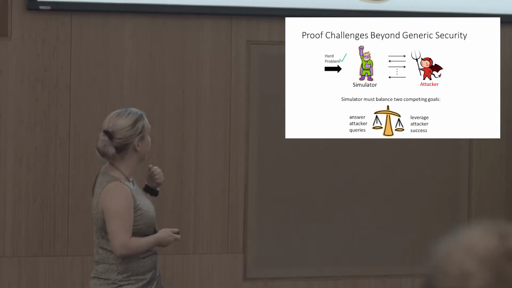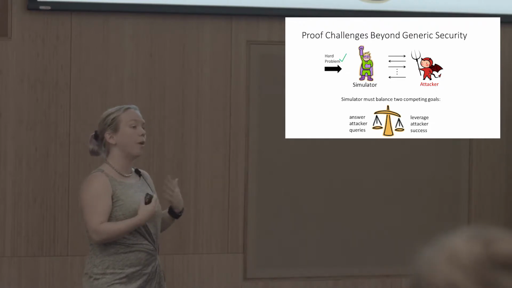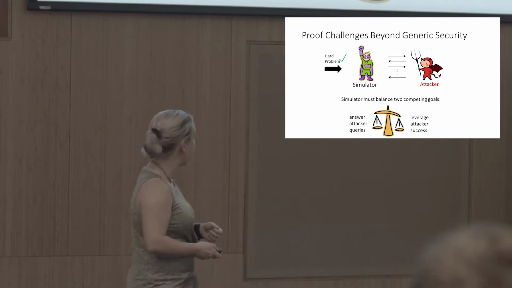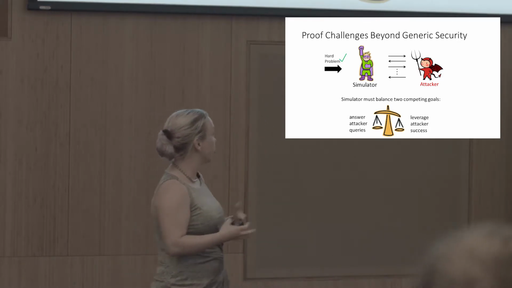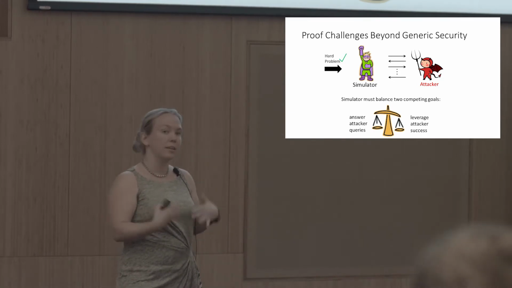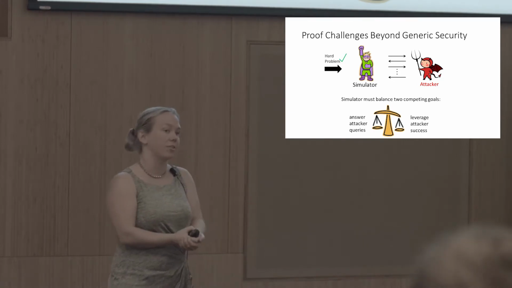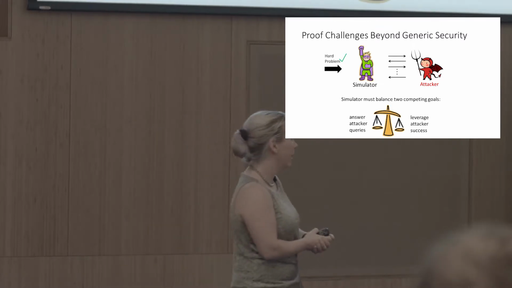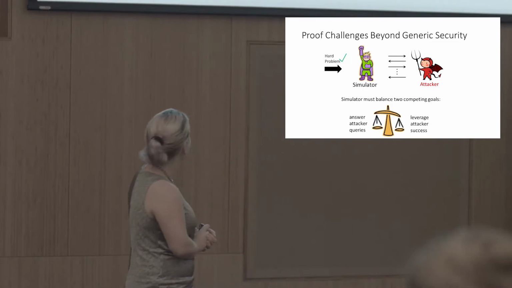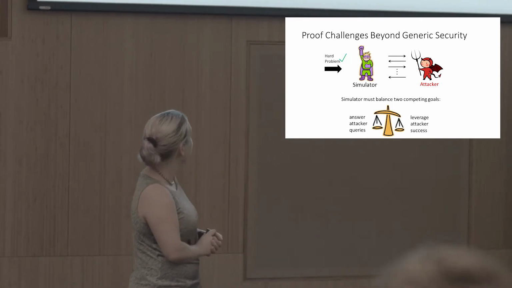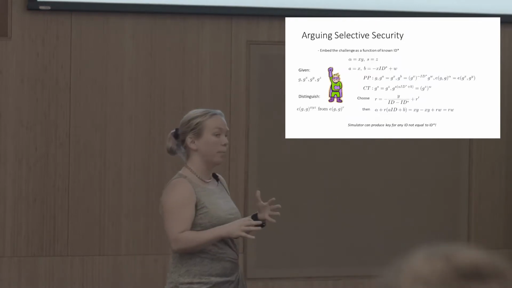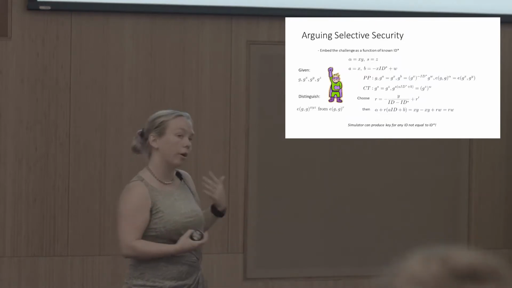So this is always a balance: the simulator needs to be powerful enough to answer all the valid attacker queries that he gets, but he also needs to not be too powerful, because if he simply knows the master secret of the system, then he can't really leverage the attacker's success. The attacker is telling him something he doesn't already know. And so one way to balance these two things is to embed this challenge problem as a function of a known target identity.